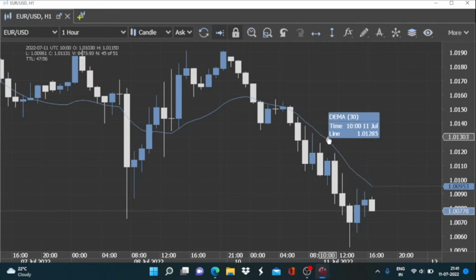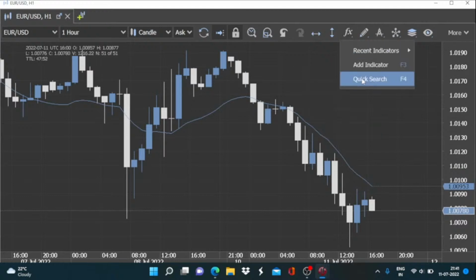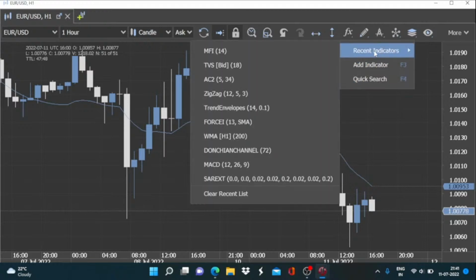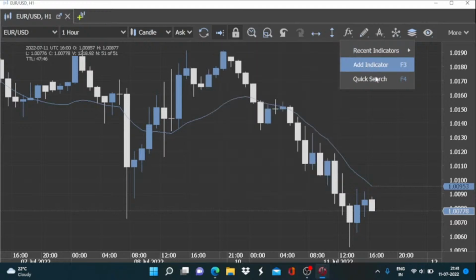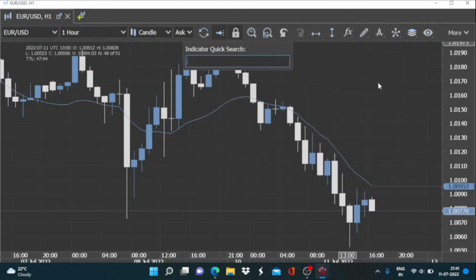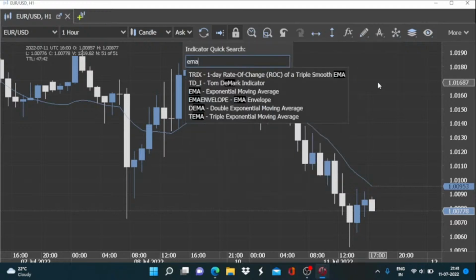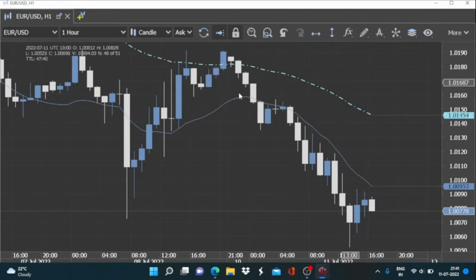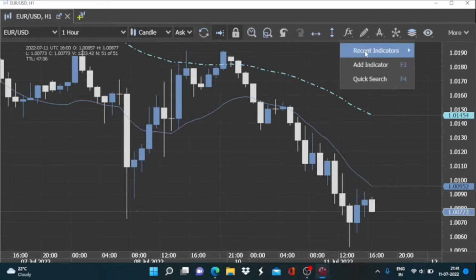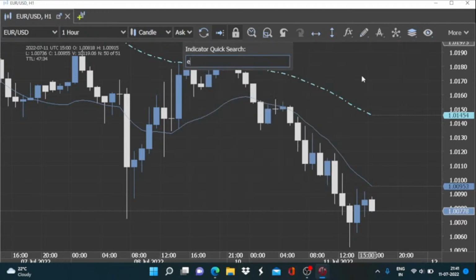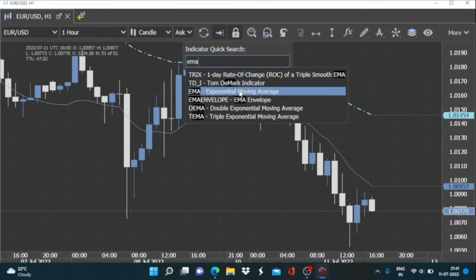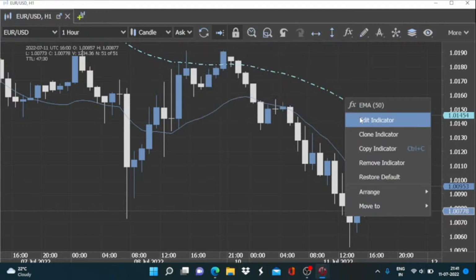So if I want to give you a quick refresher or quick explanation, I will have to add one EMA. Alright, we will actually need two EMAs. So this is the EMA 50. I will add one more, and this is another EMA 50.